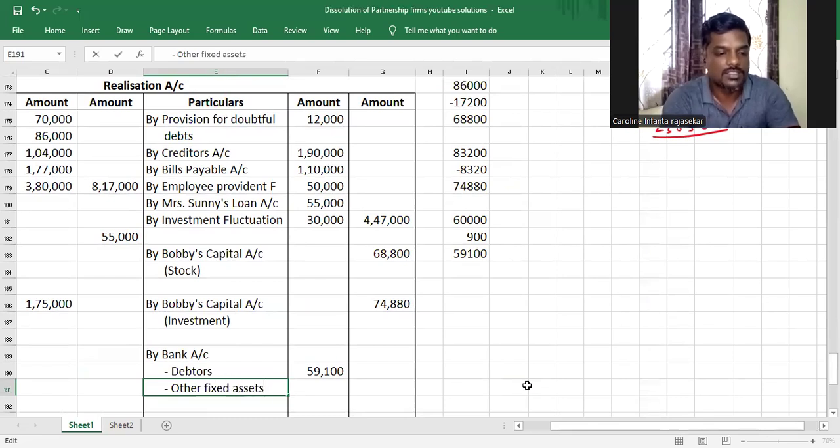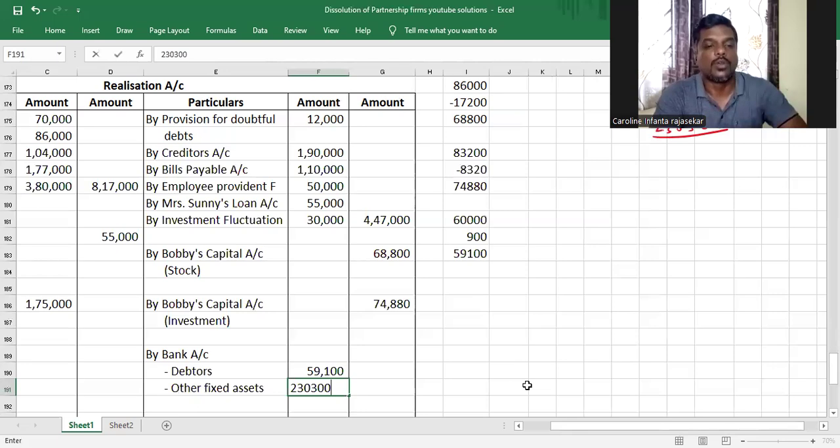Other fixed assets 2,30,300. Okay, that is done.